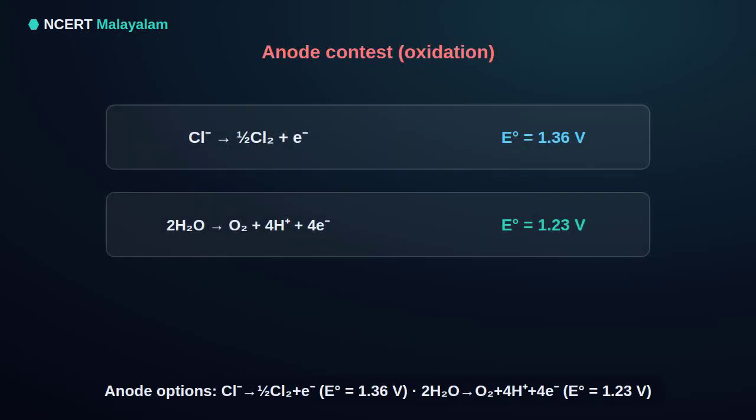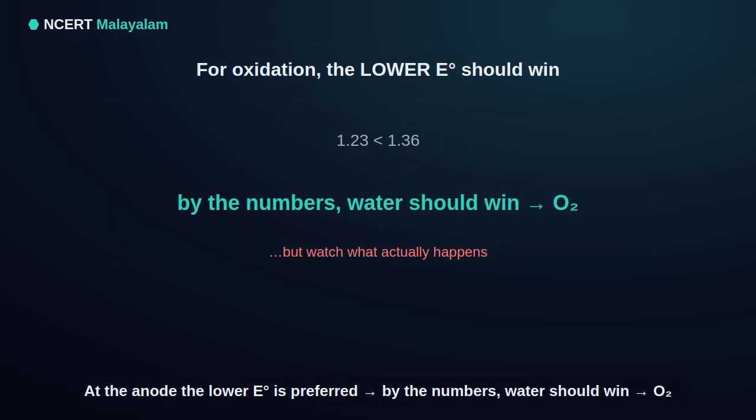Here oxidation takes place, that is, a species loses electrons. Again, two options. The chloride ion loses an electron to give chlorine gas. Its standard electrode potential is 1.36 volts. Water is oxidized to give oxygen gas. Its standard electrode potential is 1.23 volts. Oxidation is the other way around. The species that gives up electrons more easily wins, that is, the one with the lower standard electrode potential. 1.23 is less than 1.36. Going by the numbers, water should be oxidized to give oxygen gas.